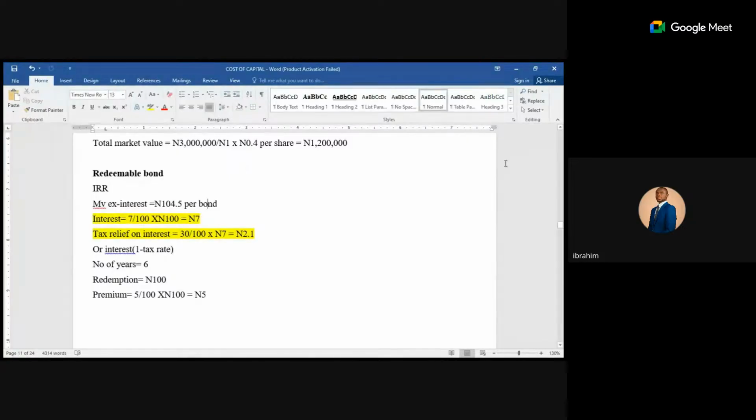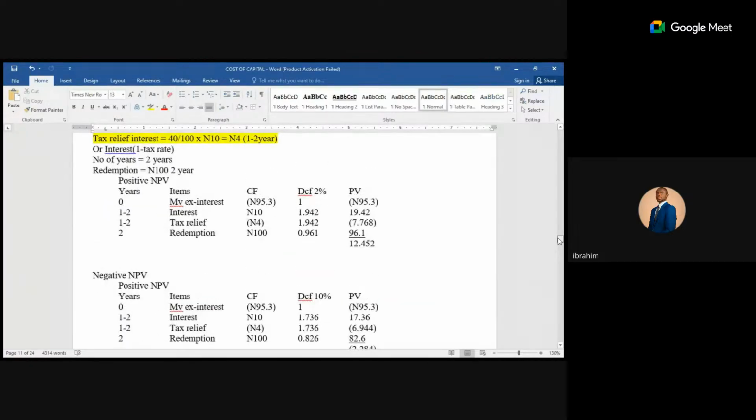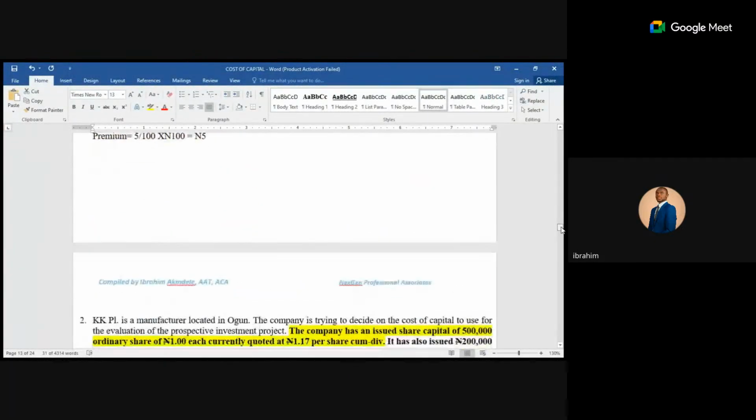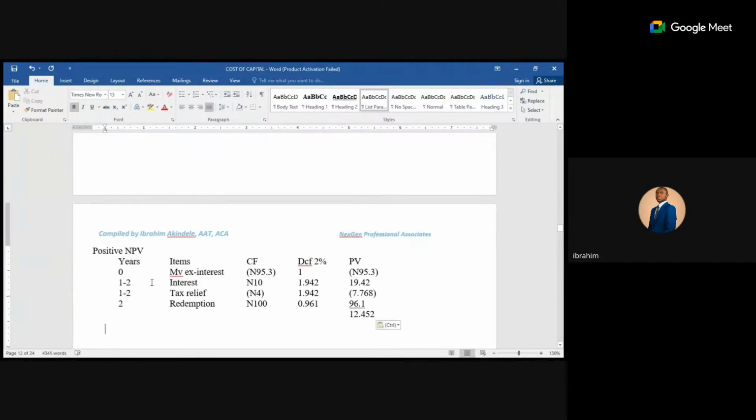So let me quickly copy what we have right here in the previous. I'll just copy this. So we'll just quickly do trial and error. Internal rate of return. So what is the market value as interest in this question? What is the interest? 104.5. So what is the interest? 7 naira.